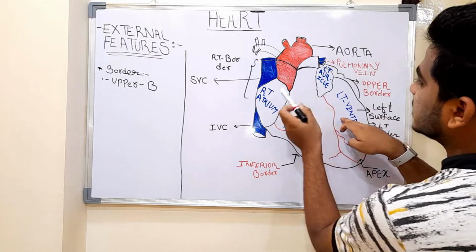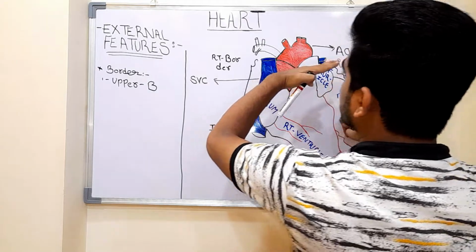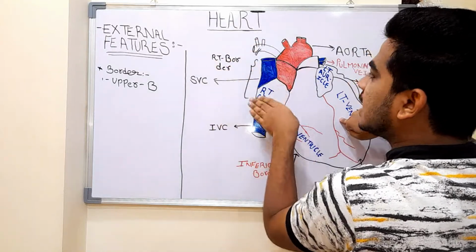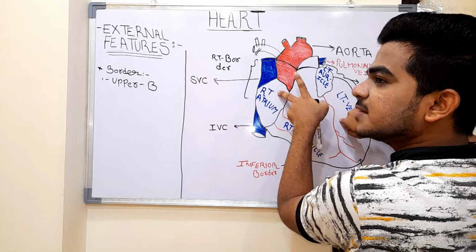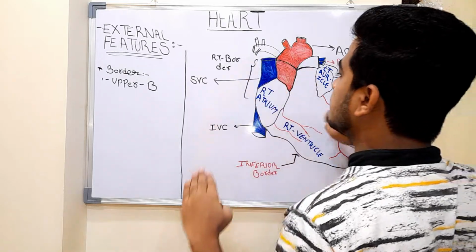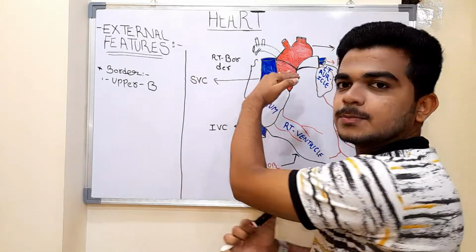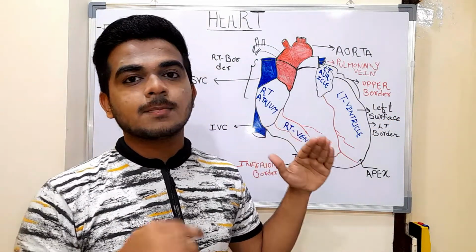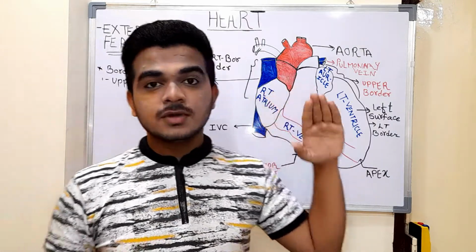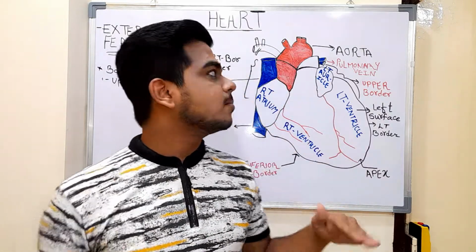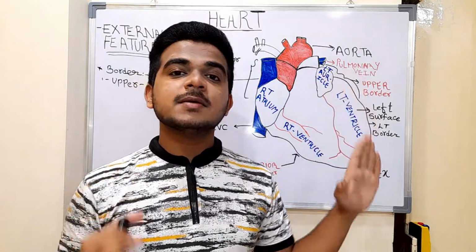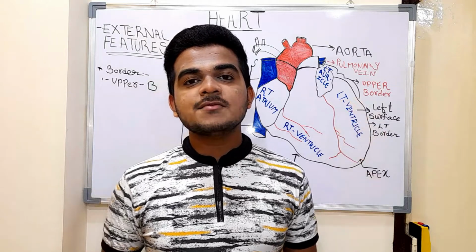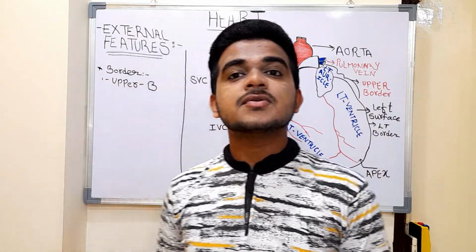Just pay attention here. I am putting my hand like that. This is the upper border of the heart, which is formed by two atria, the right atrium and the left auricle. The maximum part is the right atrium. Two-thirds of the upper border is formed by the right atrium and one-third by the left auricle. Then we will see the next border, that is the right border.